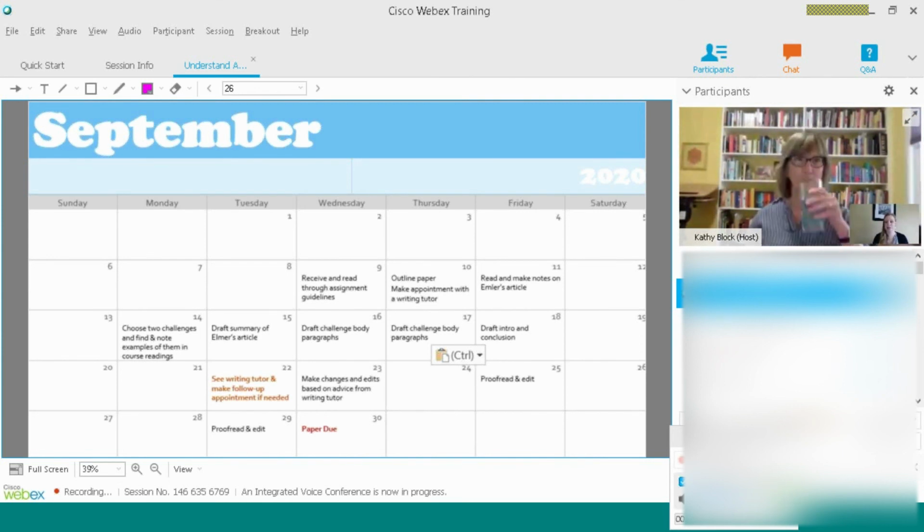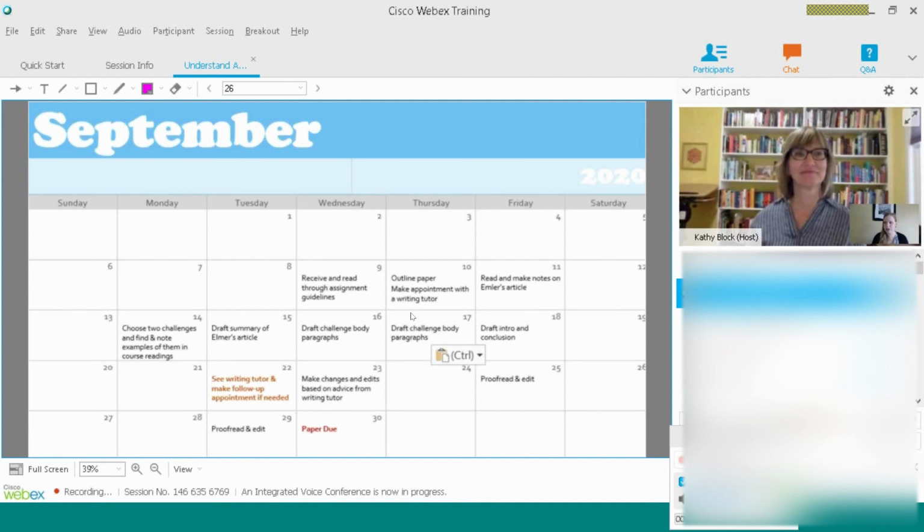So on this slide, you can see an example of how I might break down and plan to attack the process of writing the paper about the moral challenges of leadership with Emler's article. You can see that I've broken down the process into multiple steps, and I've given myself lots of time to seek out resources should I need them during the writing process.